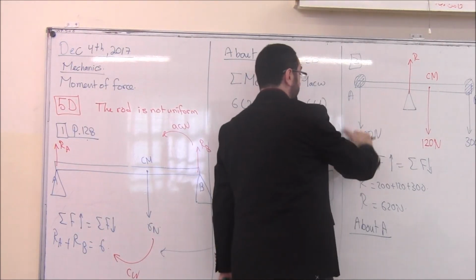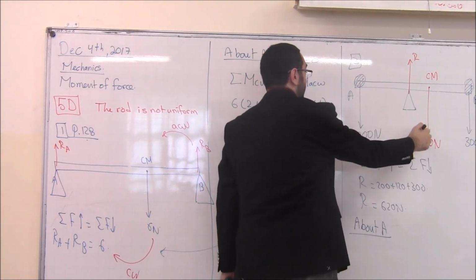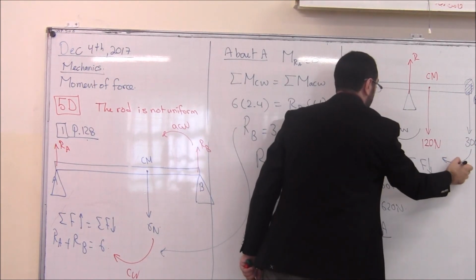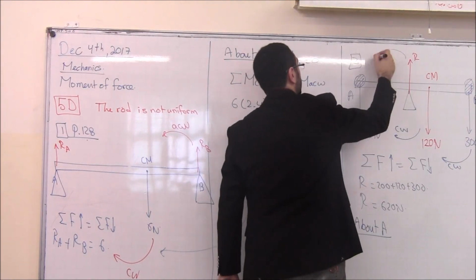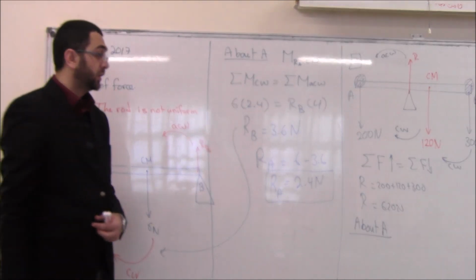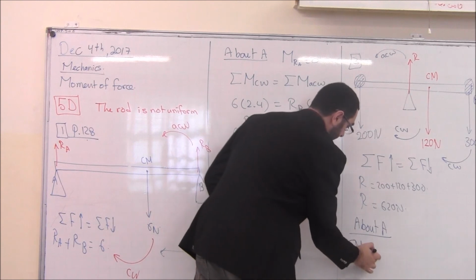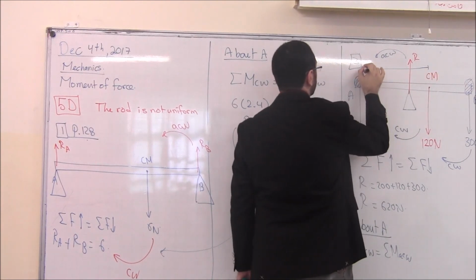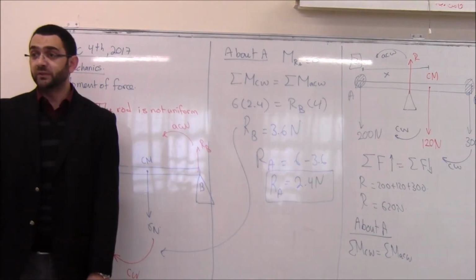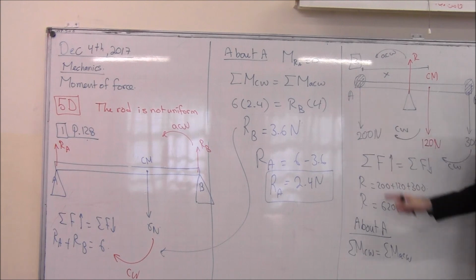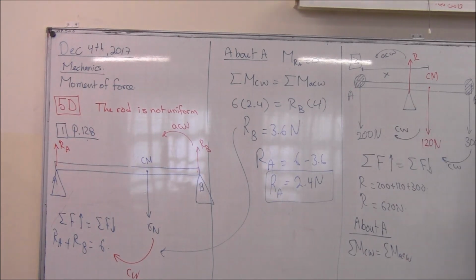About A, the moment of 200 becomes 0. This one is clockwise, and this one is anti-clockwise. Clear? Any question about this? Sum of moments clockwise equals sum of moments anti-clockwise. Assume the distance from the center of mass, the unknown, to A is x, because I took the moments about A.